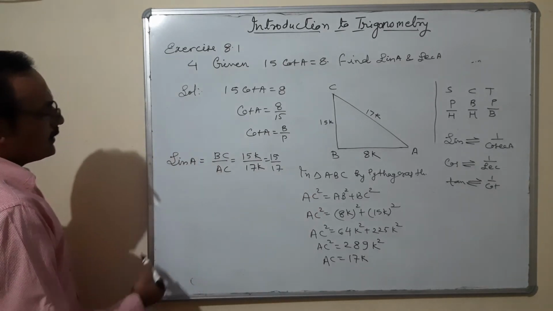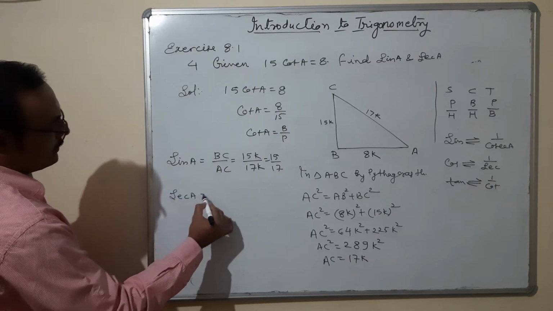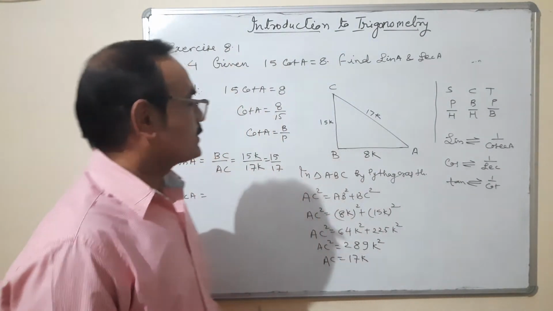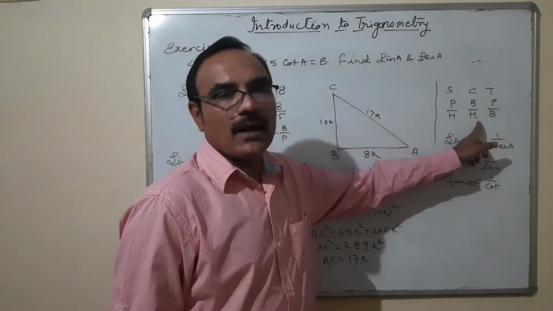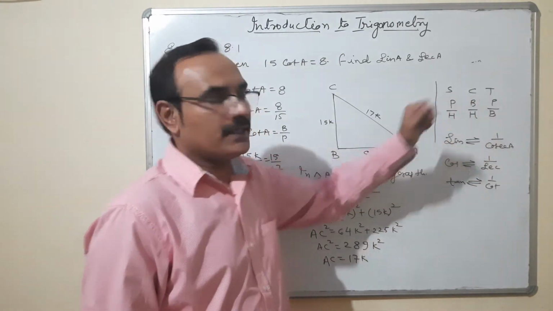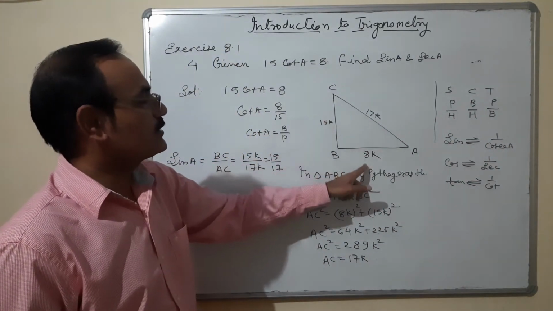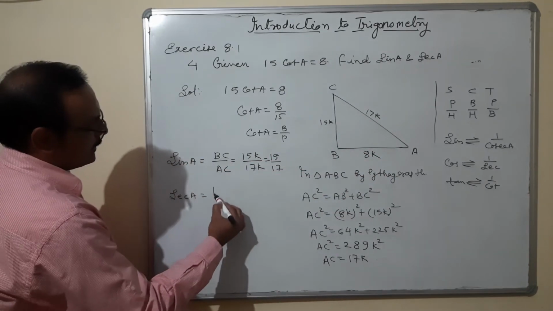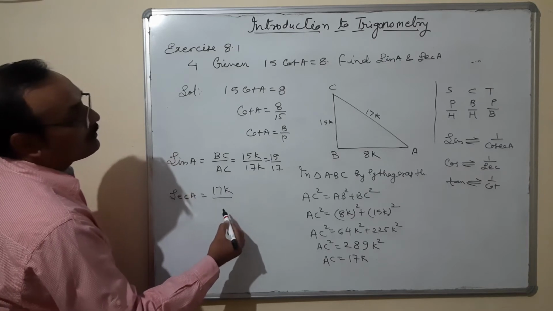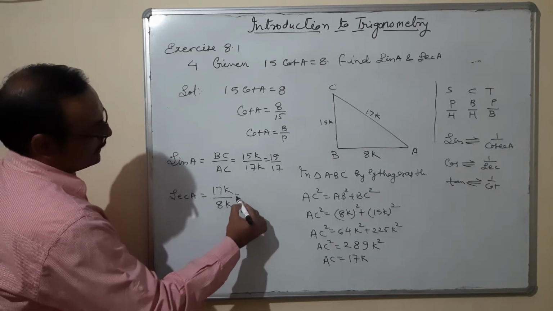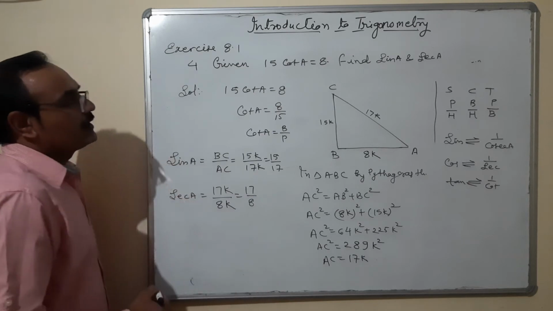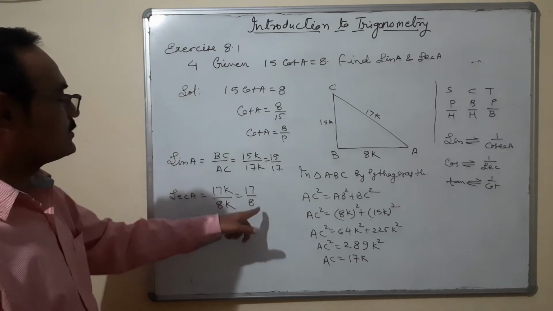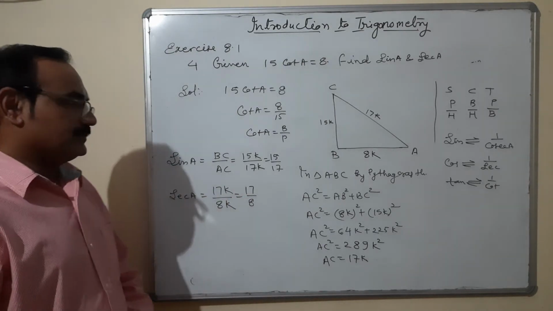Second, we are finding the value of sec A. Sec is a reciprocal of cos. Cos is base upon hypotenuse, so sec is hypotenuse upon base. This is A, opposite is perpendicular, this is base, and this is hypotenuse. So sec is hypotenuse upon base, 17k upon 8k. K cancel, 17 upon 8. So the ratio of sine A is 15 to 17 and sec A is 17 to 8.